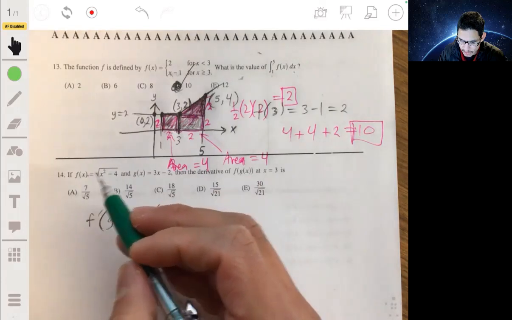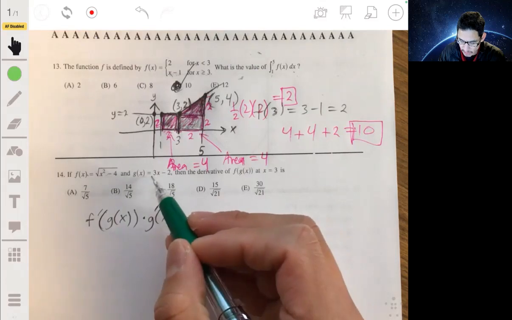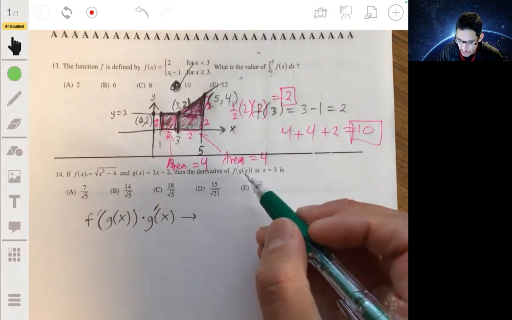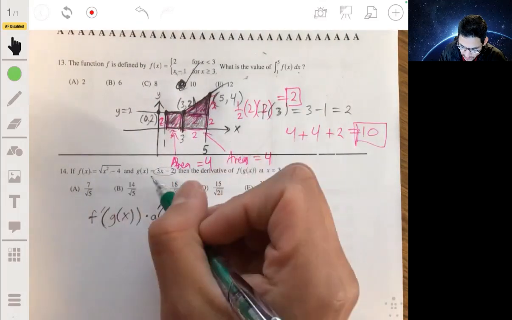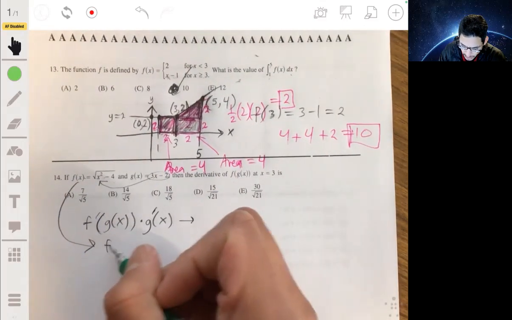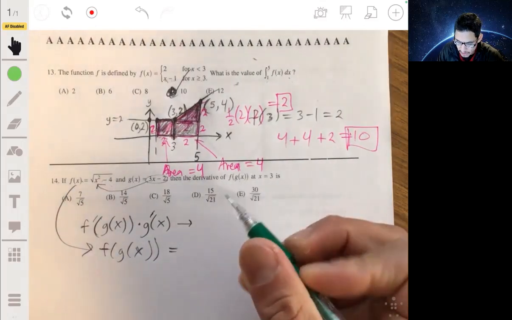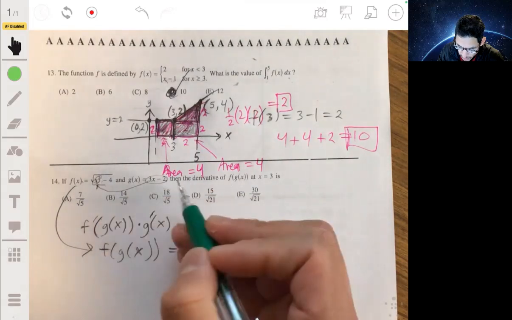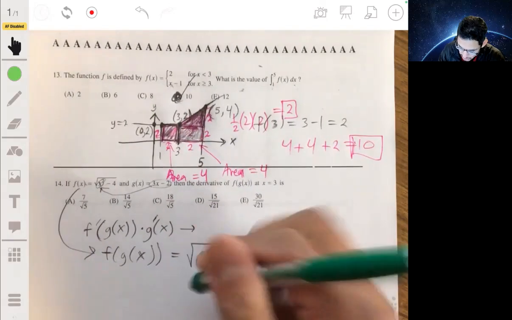Now, f of x will be the square root of x squared minus 4, and g of x will be 3x minus 2. If you have f of g of x, what you've got to do is put this 3x minus 2 in place of that x. So f of g of x actually becomes the square root, instead of x squared, it will be this whole thing squared. It'll be 3x minus 2 squared.